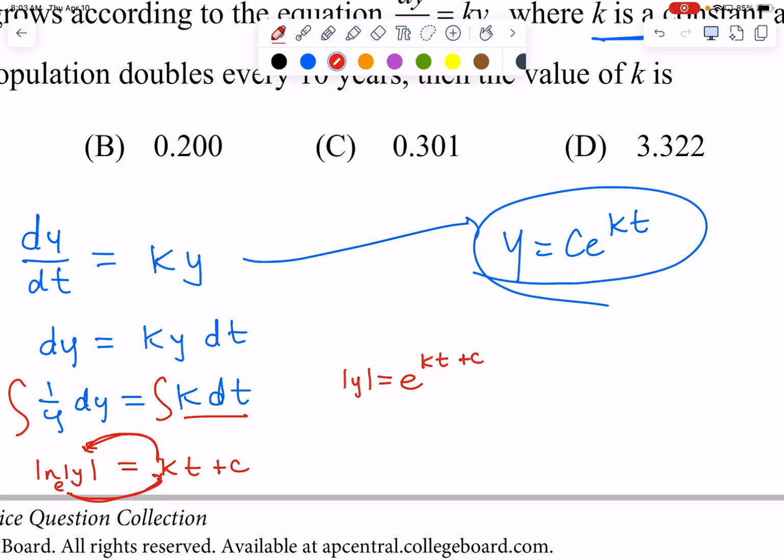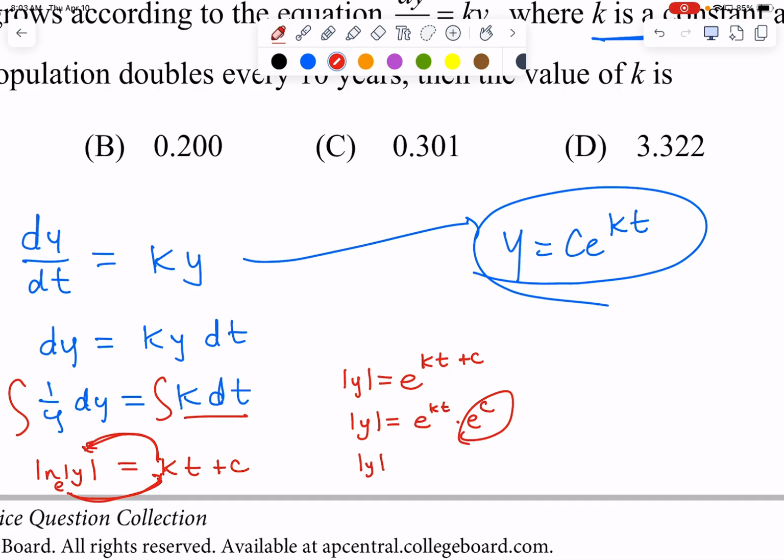Now, remember what we did here? We did 8th grade math. We split the power. We went e to the KT times e to the c. And then what did we do with e to the c? We just called it what? C. Because e is a constant, c is a constant, so we'll just call it a new constant.